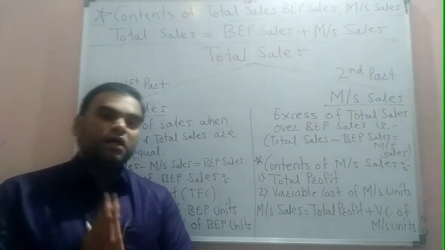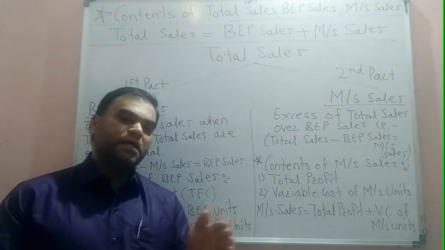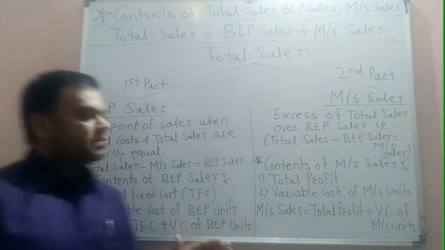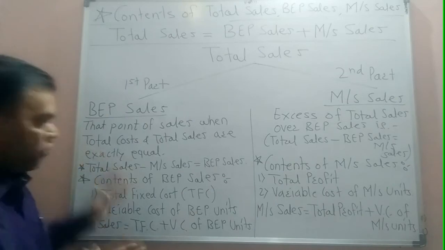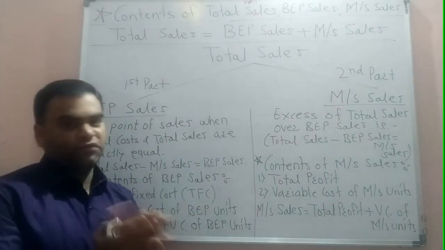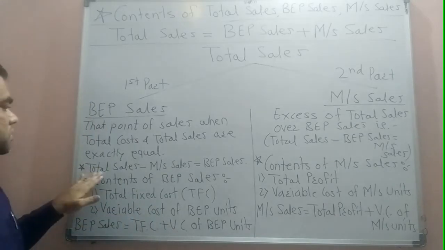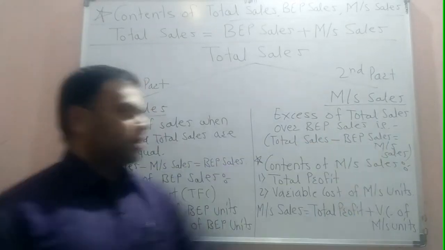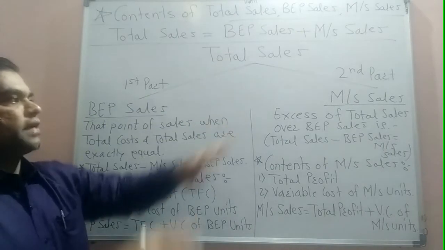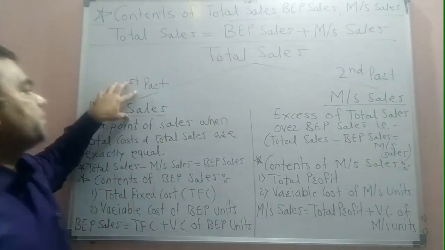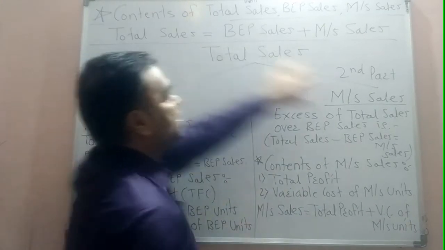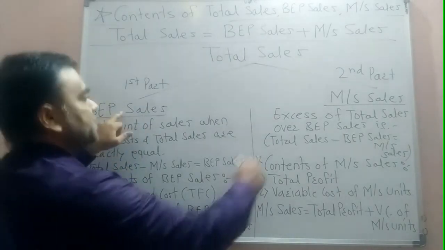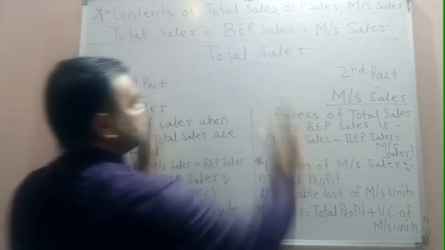Now we are going to understand the contents of BEP sales and the contents of margin of safety sales. As we discussed in the last lecture in graphical form, the same thing we are discussing today in formula form. Total sales less margin of safety sales is equal to BEP sales. Total sales less BEP sales is equal to margin of safety, because total sales is categorized into two parts. BEP sales plus margin of safety sales is equal to total sales.